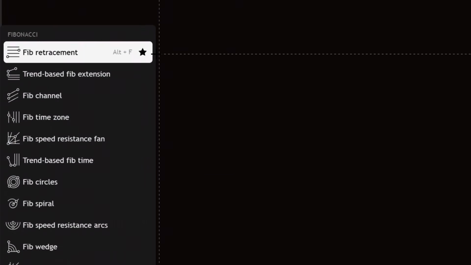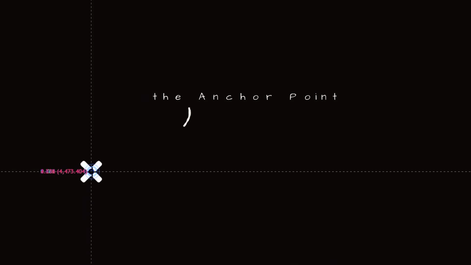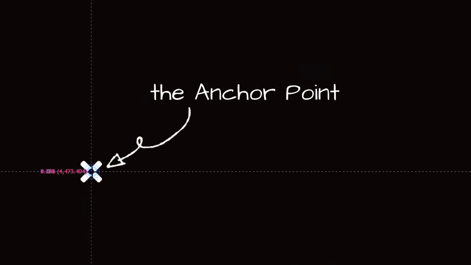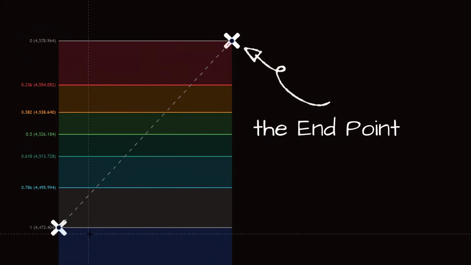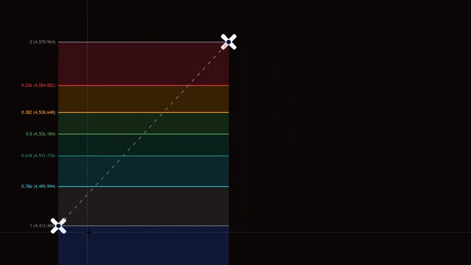To use this approach, we're working with the Fibonacci retracement tool, and it only needs 2 points. First, the anchor point where the move began. Second, the end point where the price starts to pull back. One click at the bottom, one click at the top. That's it. Nothing complicated here.